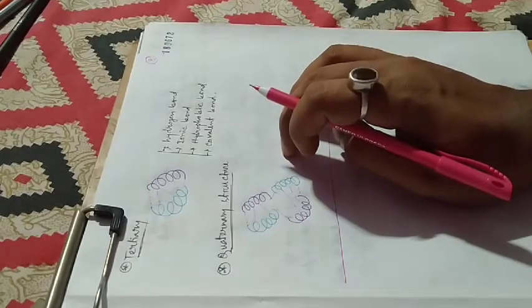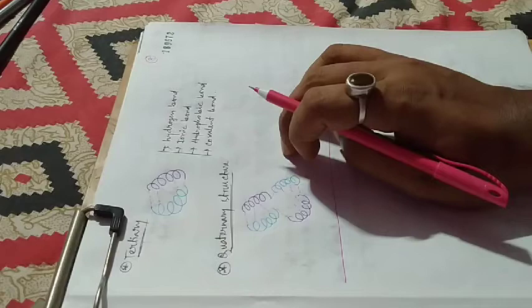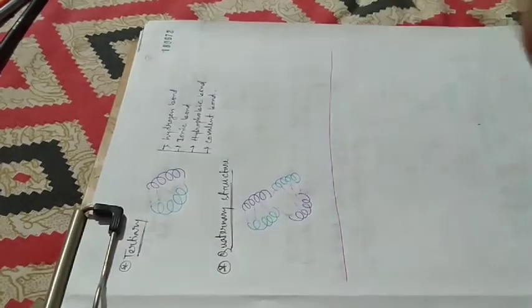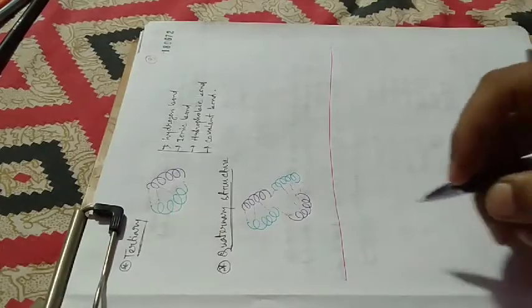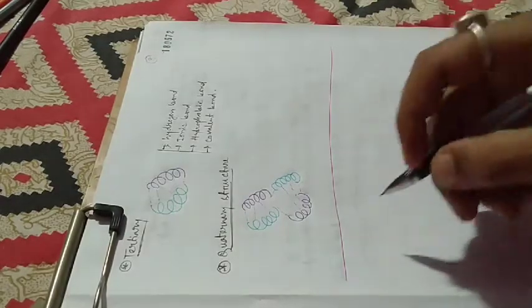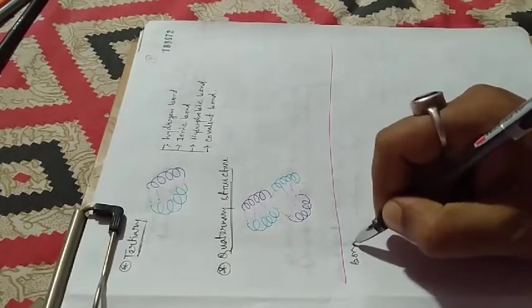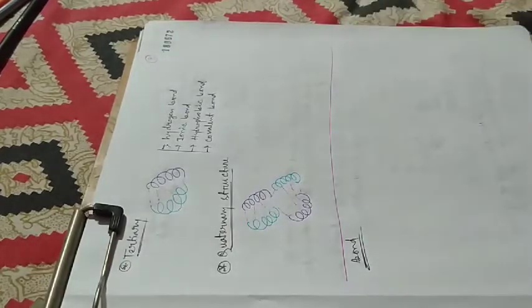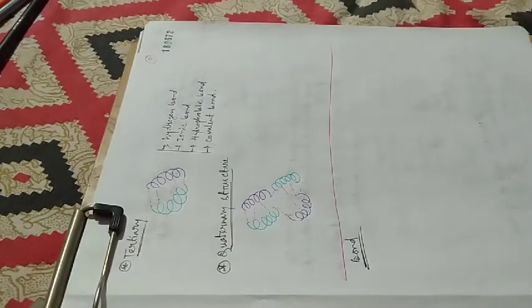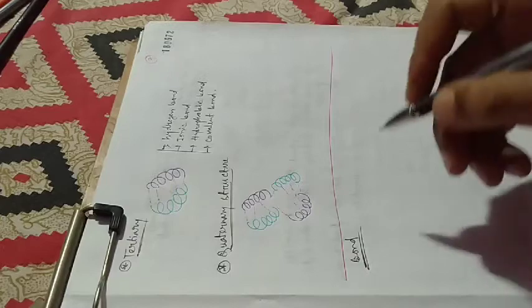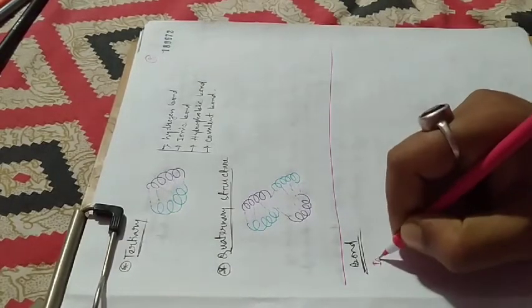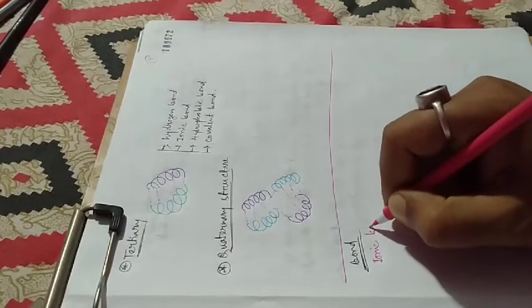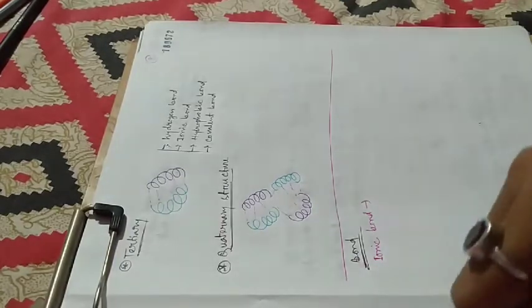So the protein gets the final structure. Then I discuss the different kinds of bond. Different kinds of bond occur in, or help in, protein synthesis or protein formation. The first one is the ionic bond. What is an ionic bond?